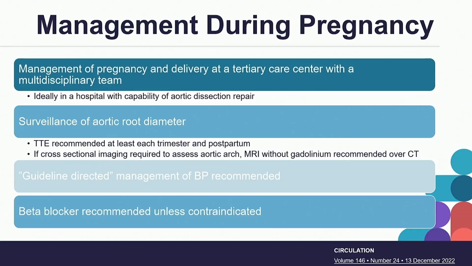During pregnancy, you do want to do some routine surveillance of the aortic root diameter at least each trimester and postpartum. You're looking for changes and increases in the diameter because an increase in the diameter of your aortic root during pregnancy will also signal somebody who is at a little bit higher risk for a complication. And so you might actually end up imaging more often if you see something that's increasing or might be increasing. If you do need to do cross-sectional imaging, MRI without contrast is recommended over CT if possible to avoid ionizing radiation.